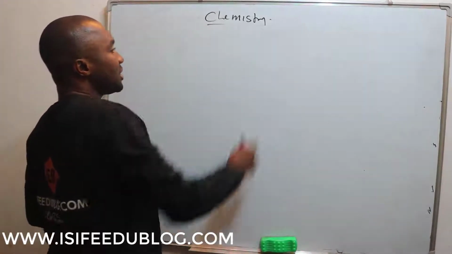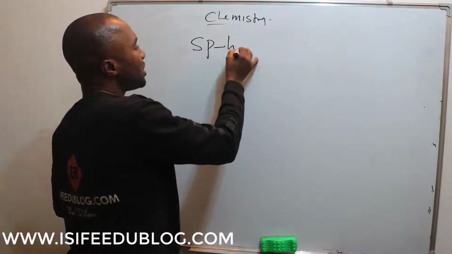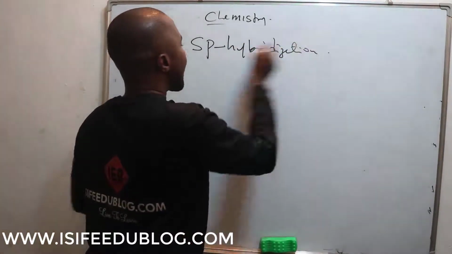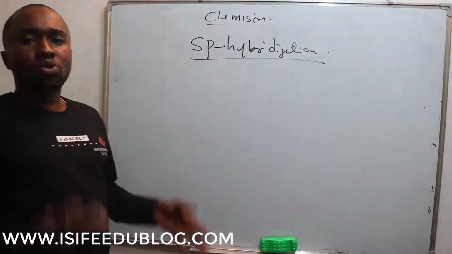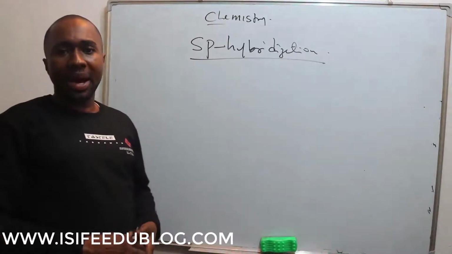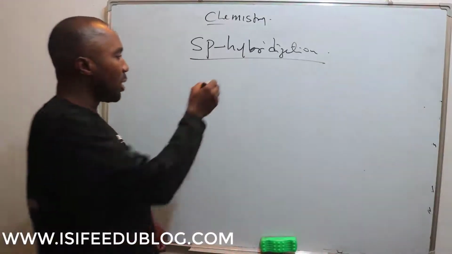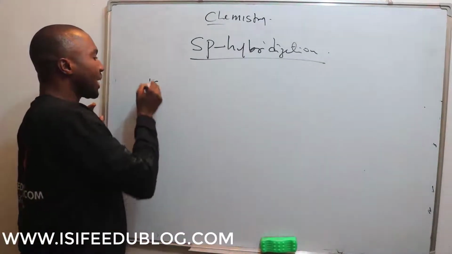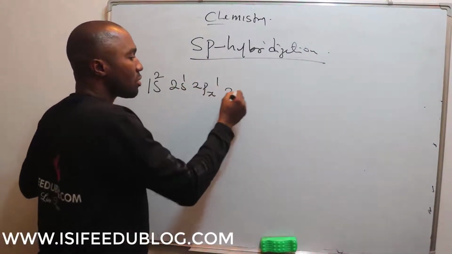Okay, the last is SP hybridization. In the SP hybridization, what actually happens there is that the S orbital blends with the PX to form a bond, and the name of the bond is a sigma bond. What do we mean by this? If you look at the carbon atom at excited state, this is the configuration.